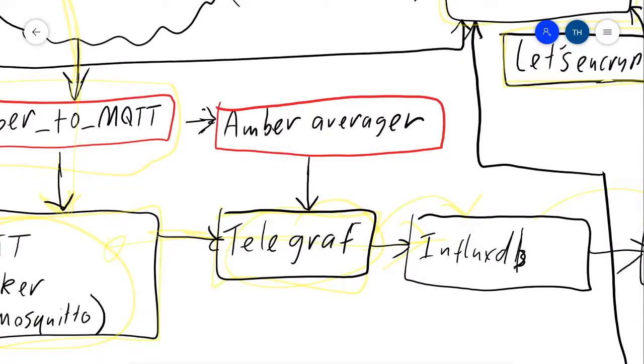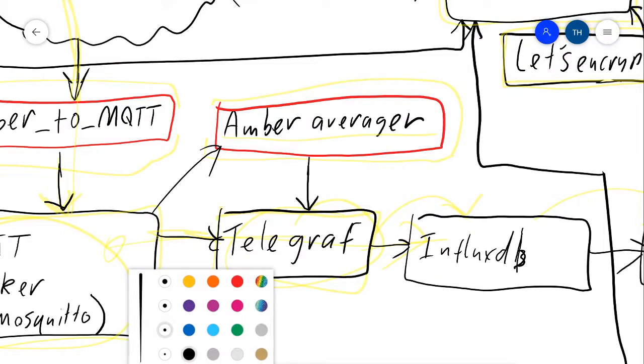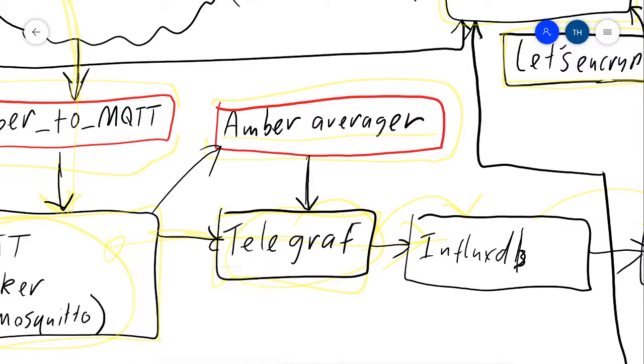I had to do some maths to some of that data, like some averaging and standard deviation, moving average stuff. So I wrote Amber Averager, which, actually, that arrow there is wrong. It actually gets its information from MQTT. It's wrong. Go away, you wrong arrow. So it reads information from MQTT and then calculates it, derives it, and writes the derived data to Telegraf. Wait, that's not right either. Oh, I'm terrible at dot diagrams. Oh, that's the wrong color. It writes it to InfluxDB.